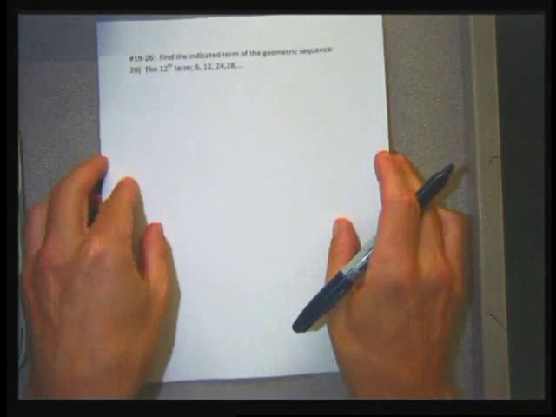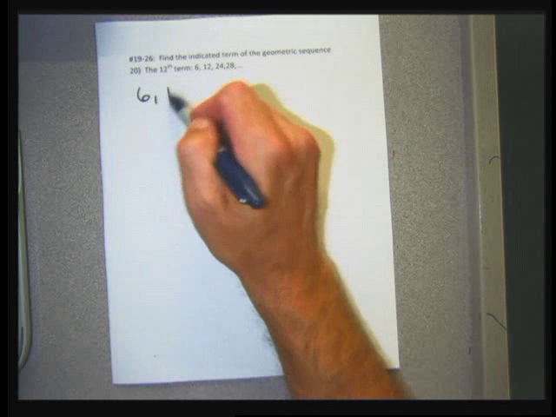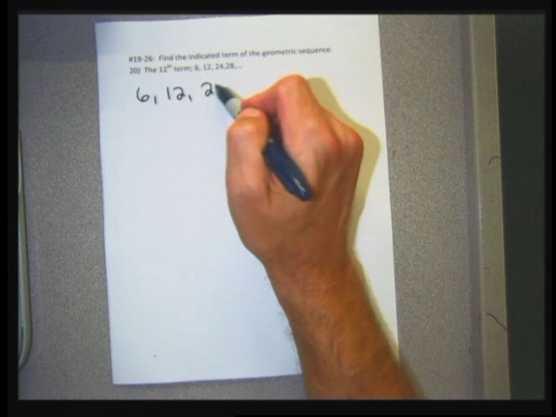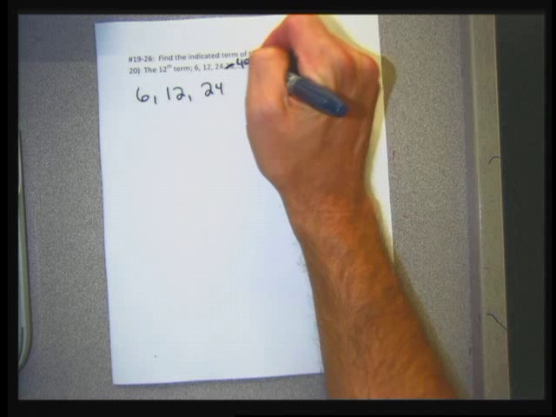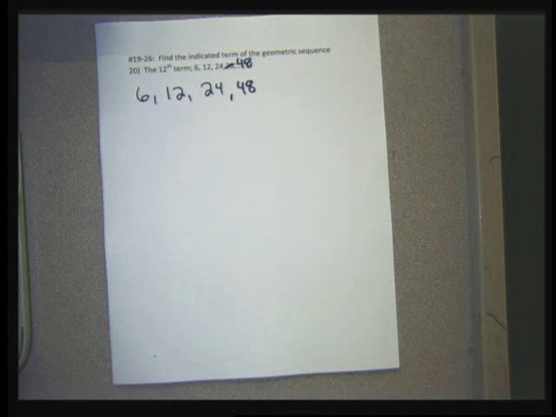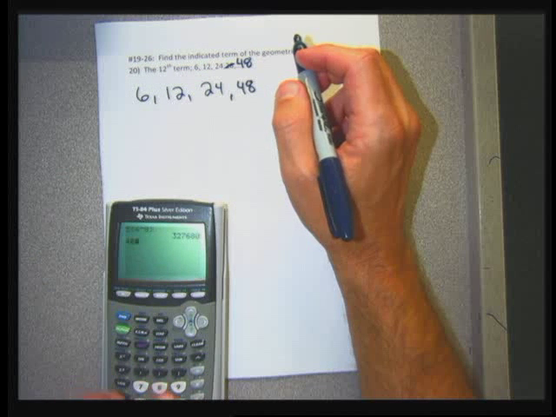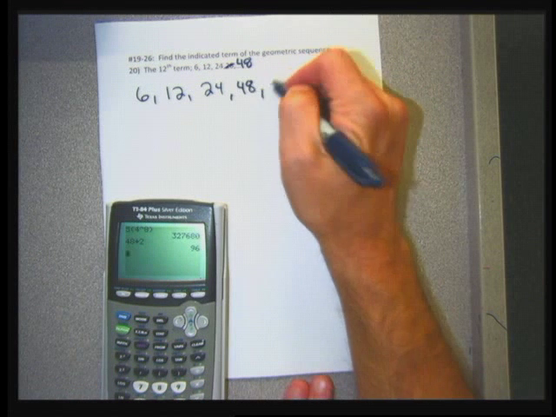And this group of problems could actually be done mindlessly, and I'll try to do this mindlessly. Problem 20 says find the 12th term of this sequence. Let me see if I can do it. 6, 12, 24, this should say 48. The first 4 terms of the sequence are there. They're all supposed to be a multiple of 2 apart. So the next term is going to be 48 times 2, which is going to be 96.